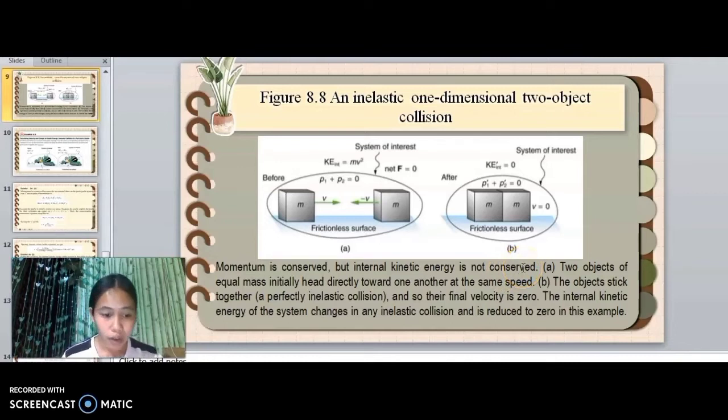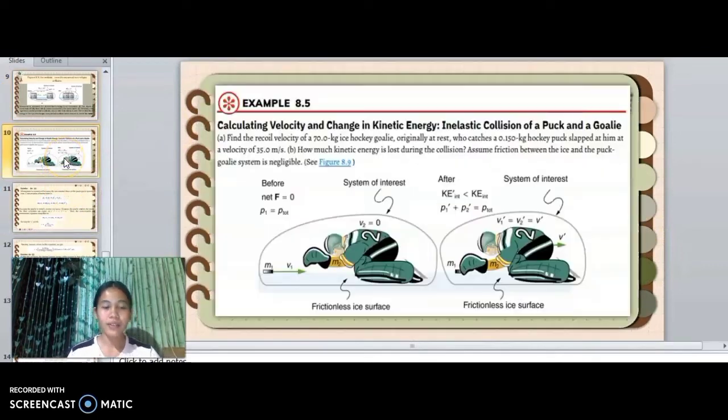Two objects of equal mass initially head directly at one another at the same speed. The objects stick together, which is a perfectly inelastic collision. And so their final velocity is 0, and the internal kinetic energy of the system changes in any inelastic collision and is reduced to 0 in this example. So now, let's have an example in 8.5.